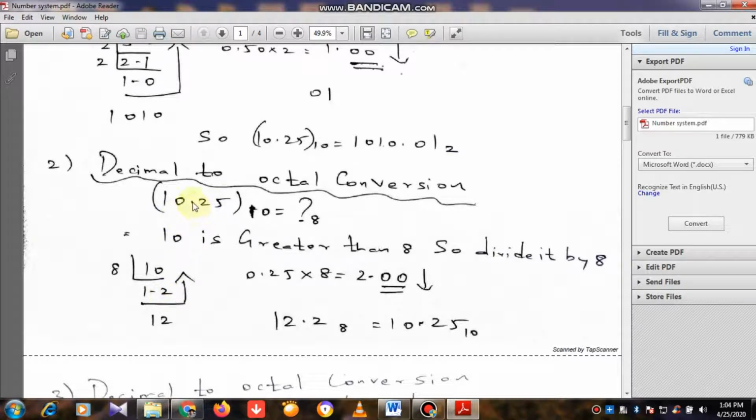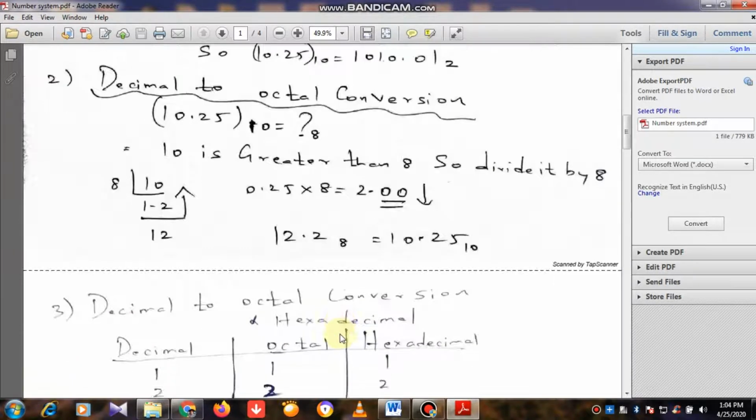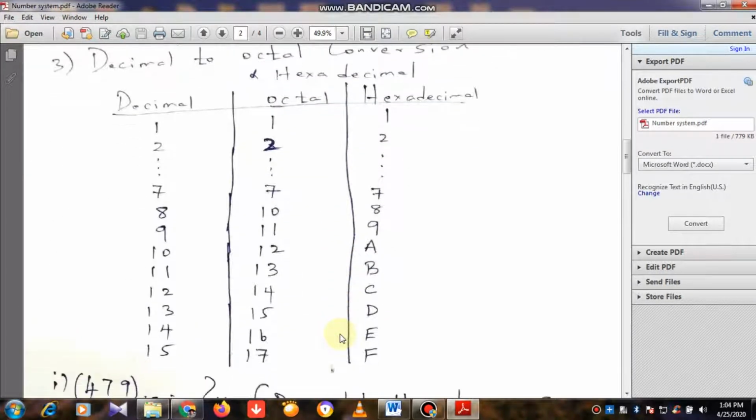Another part is 0.25. 0.25 into 8, you get 2.00. I stop here because I get 00. So the answer is 12.2 to the base 8. Okay. Next is decimal to hexadecimal conversion.